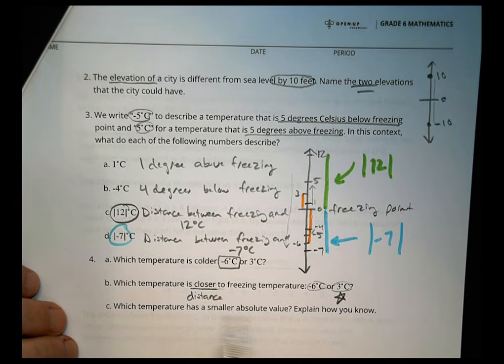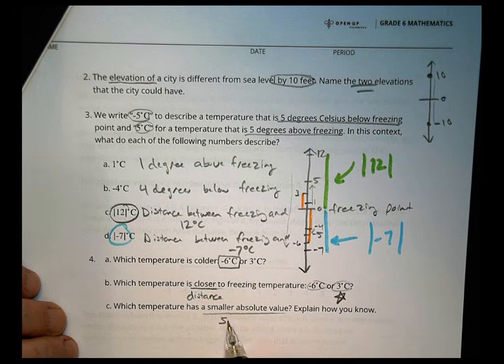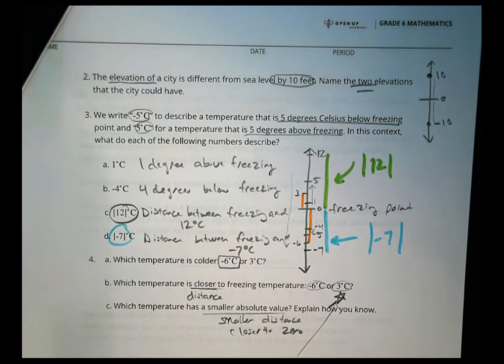Which temperature has a smaller absolute value? Okay, smaller absolute value means a smaller distance, right? Smaller distance means closer to 0. And the one that's closer to 0 in this case is still going to be 3 degrees Celsius.